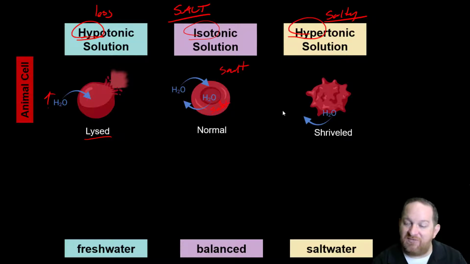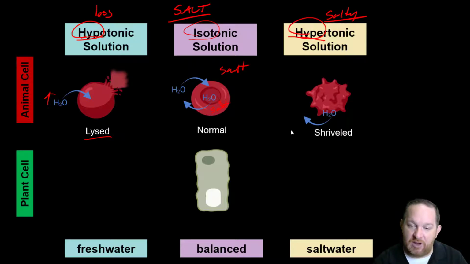Let's take, for example, some plant cells, right? In the animal cells, if it's hypotonic, it will lyse. If it's isotonic, it'll stay normal. If it's placed in a hypertonic solution, then of course it will shrivel as the water leaves.